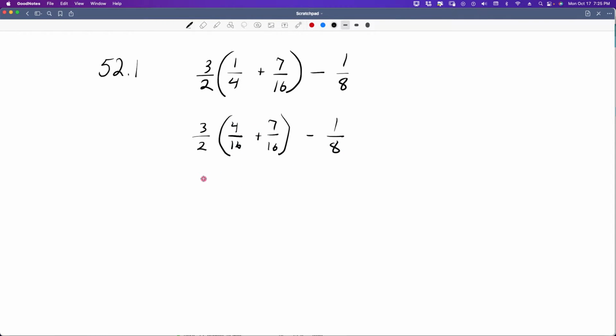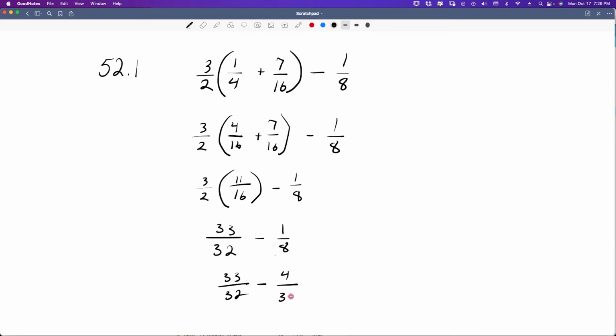When I combine these, I get 3 halves times 11 over 16 minus 1 over 8. Now I'm just going to multiply straight, because we know that symbols of inclusion written right next to another number means multiplication. So 3 times 11 is 33, and 2 times 16 is 32, and that is minus 1/8. We need to multiply such that we have a common denominator between 32 and 1/8, and that's going to be times 4. So 4 times 1 is 4, and 4 times 8 is 32.